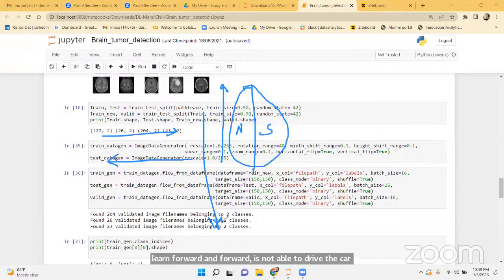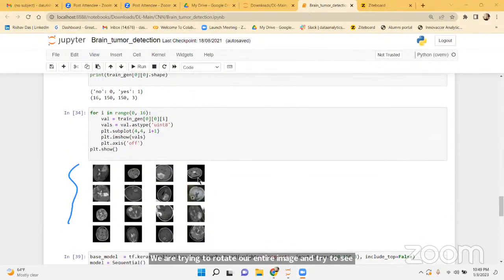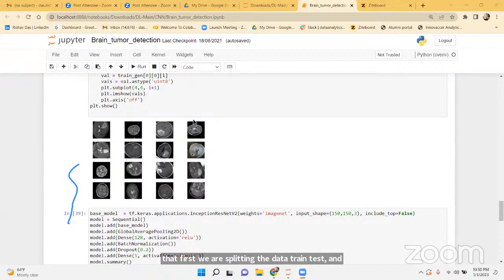So similarly, here also what we are doing is we are trying to rotate the image, left, right, back. Okay. So that's what we are doing in this piece of code. We are trying to rotate our entire image. First we are splitting the data into train and test, and then we are trying to rotate. If you see over here, the entire image is rotated. It is no longer always straightforward. It is like this. Some of them are diagonal as well. So this helps our deep learning model to learn these things very dynamically.